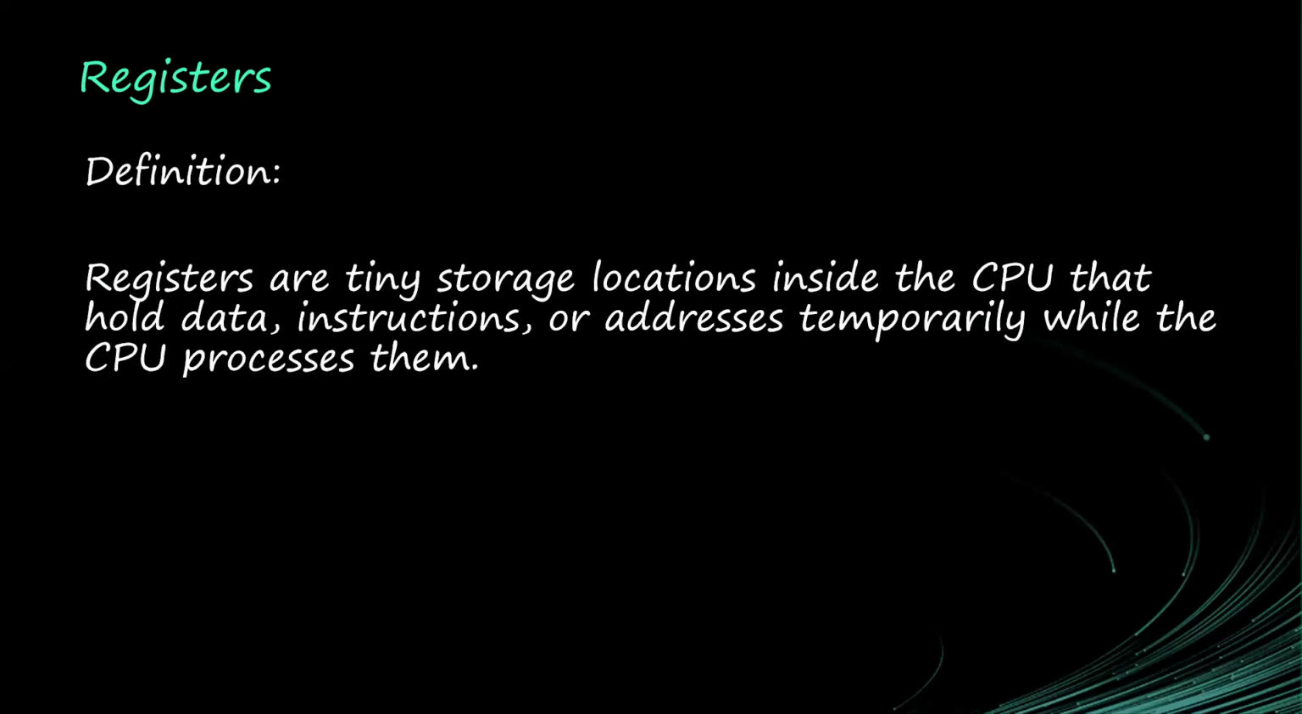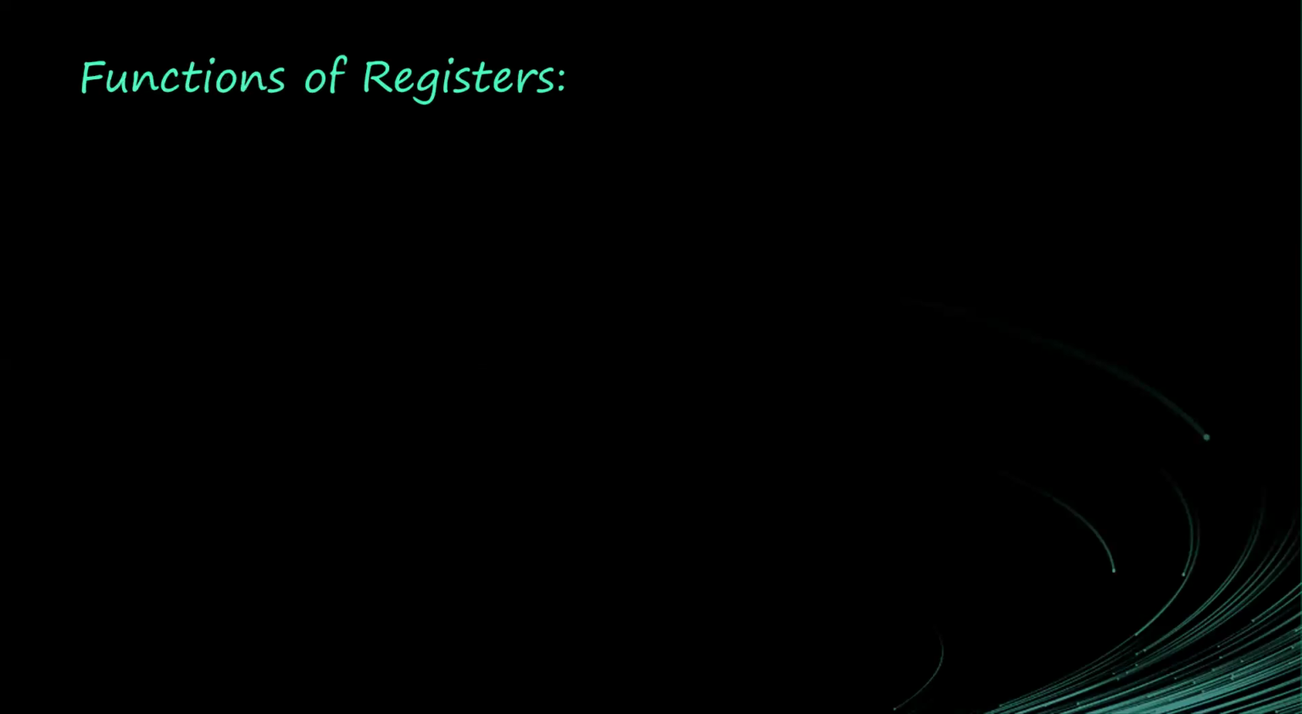So, registers. Registers are tiny storage locations inside the CPU that hold data. They are used to hold data, instructions, and addresses temporarily. So the job of registers is to hold data temporarily in the CPU. These registers are found inside the CPU, not outside of the CPU.